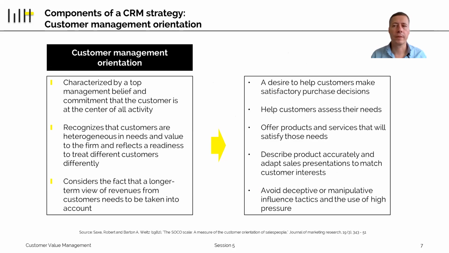If you want to do CRM, it is really, really central that you have a customer management orientation. And on the right-hand side of this slide, in the right box, you see different ways how you can measure whether you are actually customer management oriented. Do you have a desire to help customers to make good purchase decisions? Do you want to help customers to assess their needs? Do you offer products and services that satisfy those needs? Do you describe the products accurately and without lying to match the customer interests? And do you avoid manipulation and deception?